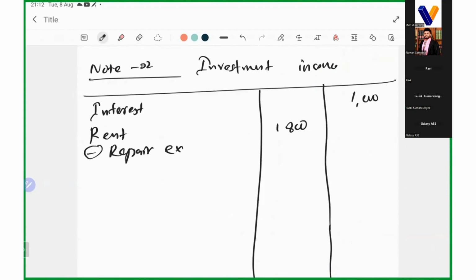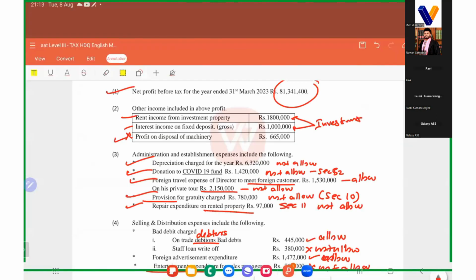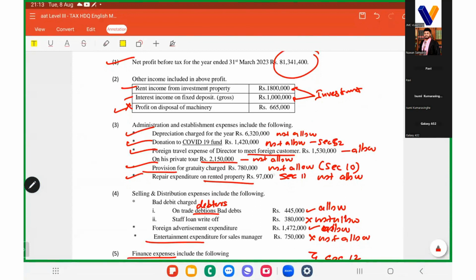repair expense, because there is no need to compare with the 25% allowance, because this is not an individual tax. This is company tax. So we are not going to compare with the 25% allowance here, because that is not an individual tax.